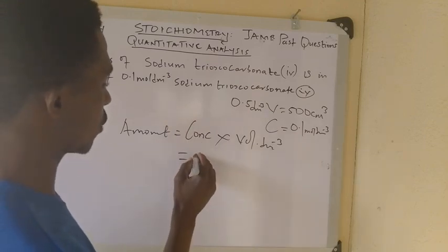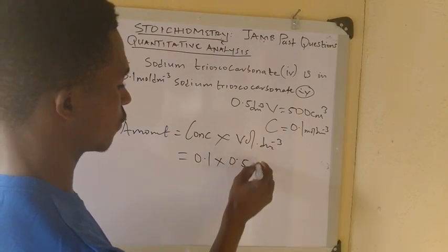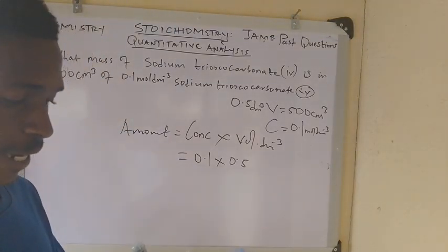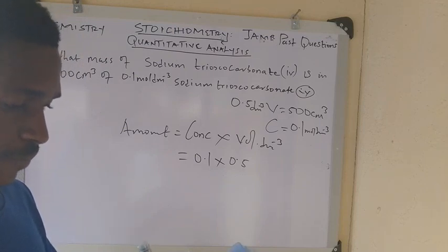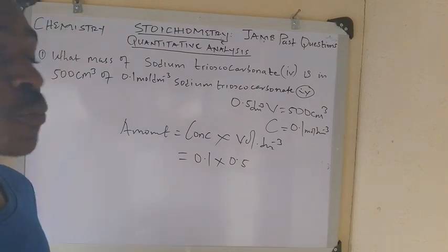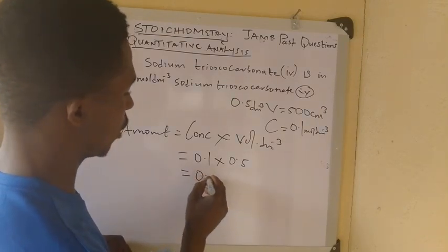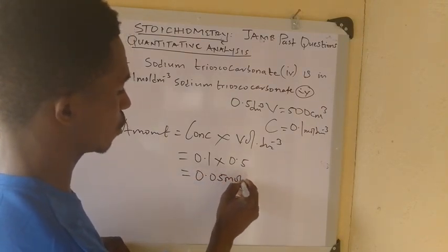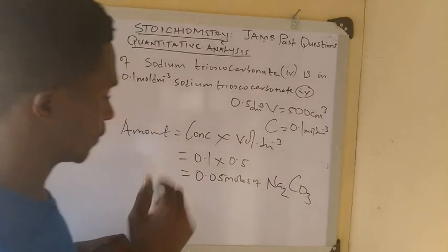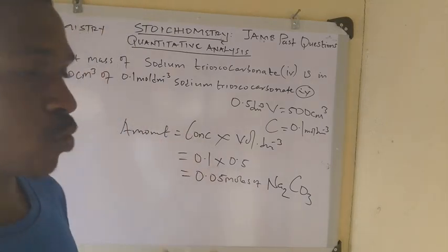Now we can just go ahead to solve this. My concentration is 0.1. My volume is 0.5. So what is my amount? 0.1 times 0.5, I will have 0.05. So the answer is 0.05 moles of sodium trioxocarbonate(IV). This is the amount of the salt, 0.05 moles of the salt.